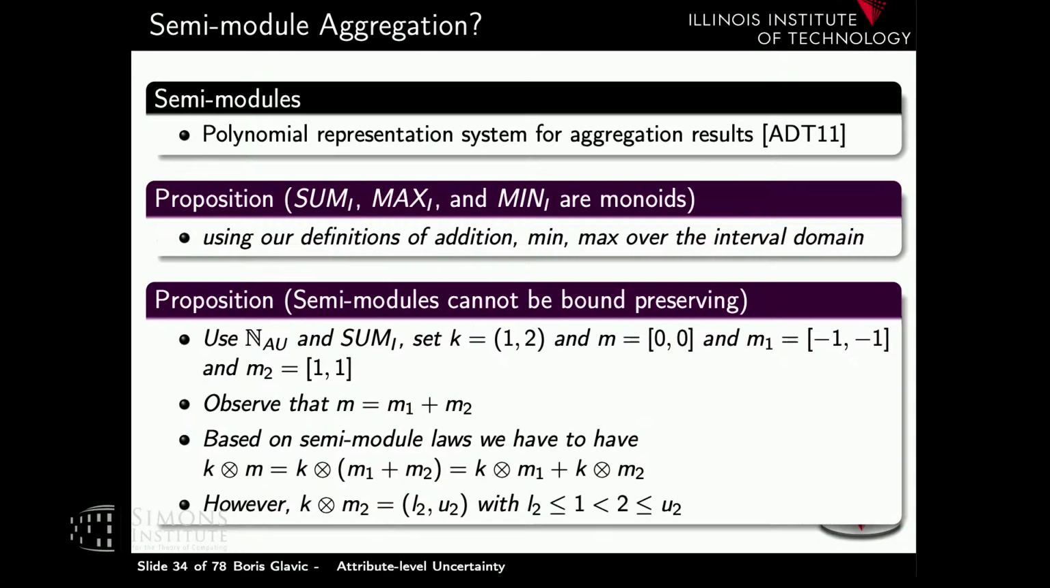Okay, good. Now aggregations, which was one of the main motivations for us to do this. There is an existing representation system by Amsterdamer, Deutch, and Tannen for aggregation results. But this relies on a semimodule where we are combining semiring elements with the monoid domain, which represents our aggregation function. It turns out our interval versions of these monoids are also monoids. However, it turns out that you cannot have a semimodule that is bound preserving. I'm not sure whether it exists in the semiring, but if it existed, it would not be bound preserving.